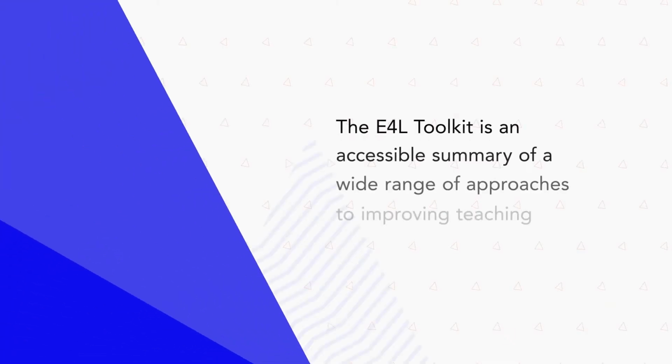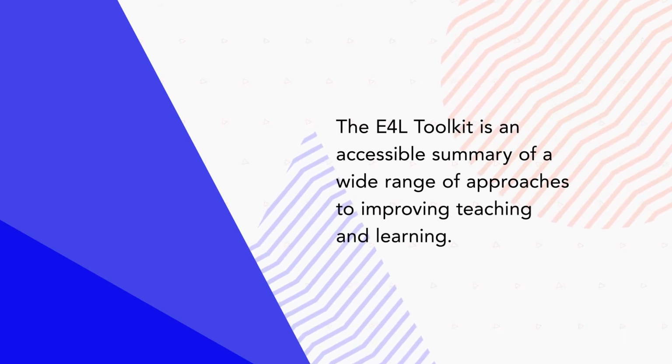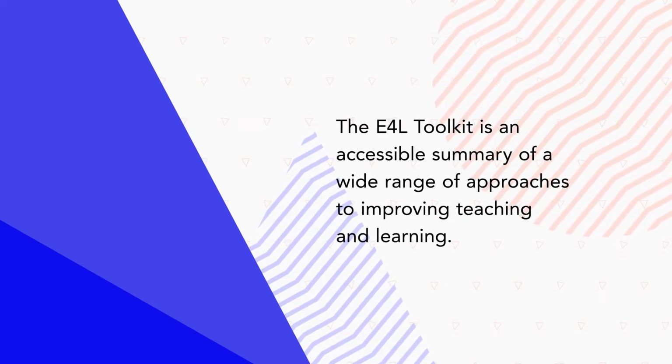The Evidence for Learning Teaching and Learning Toolkit is an accessible summary of a wide range of approaches to improving teaching and learning. There's lots of evidence out there on what works in the classroom, but that body of evidence can be overwhelming and difficult to interpret and navigate. The Teaching and Learning Toolkit is designed to support teachers and school leaders who are making decisions about how to improve learning outcomes, particularly for children and young people experiencing disadvantage.